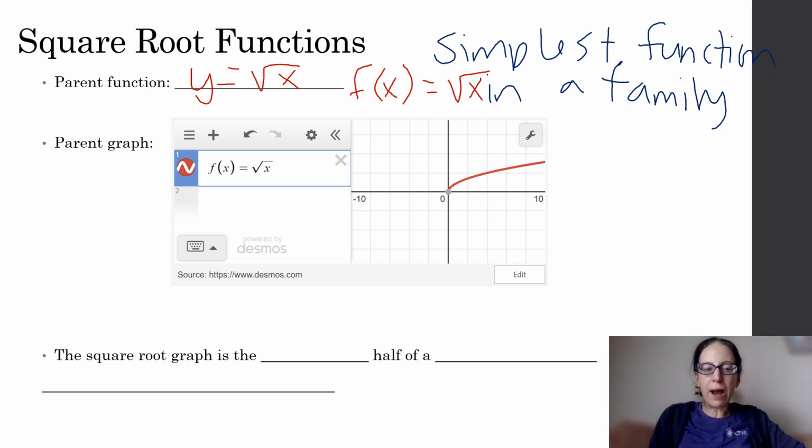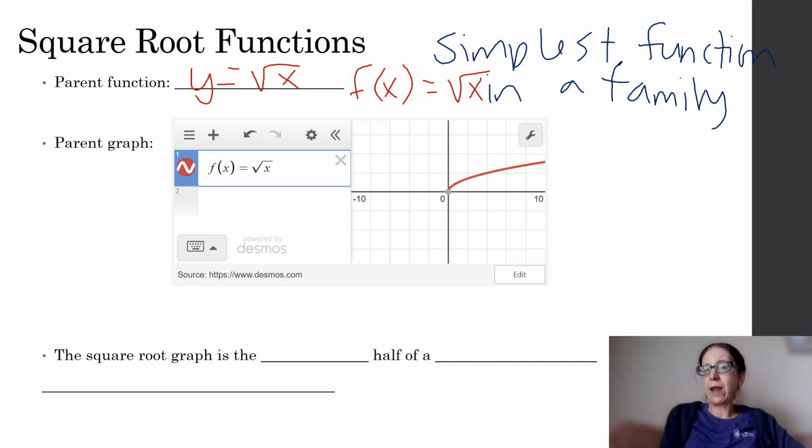Things to point out about this: it starts here at the origin, and then it goes up steeply, and then it looks like it's starting to level off. Now, it doesn't actually level off, but it looks like it's becoming less steep. So we're looking at a graph that has an endpoint and then goes off in one direction.